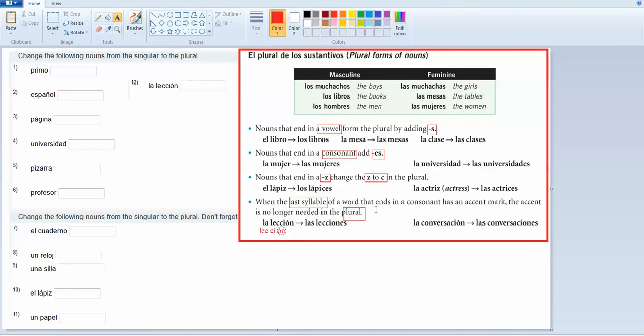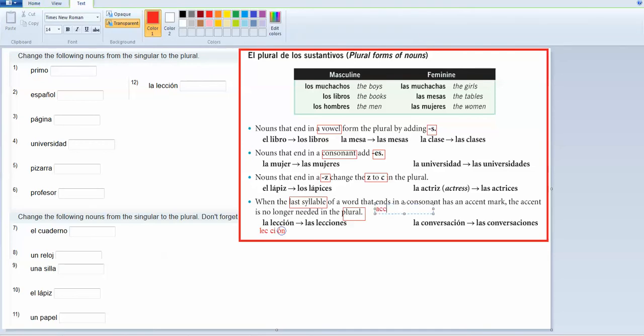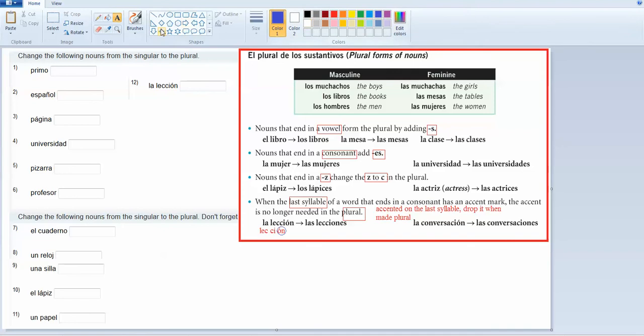So here, I'll just write it out. Accented on the last syllable, drop it when made plural. And the big piece that you need to remember here is last syllable. If there's an accent anywhere else, you're going to keep it. It's only if it's the last syllable.